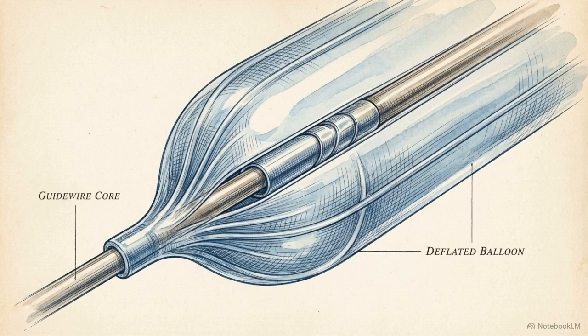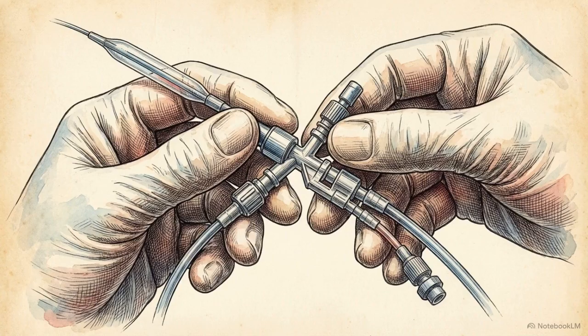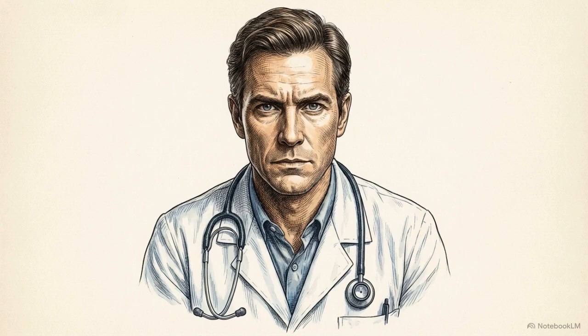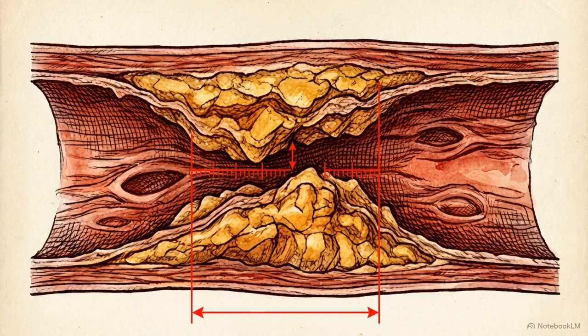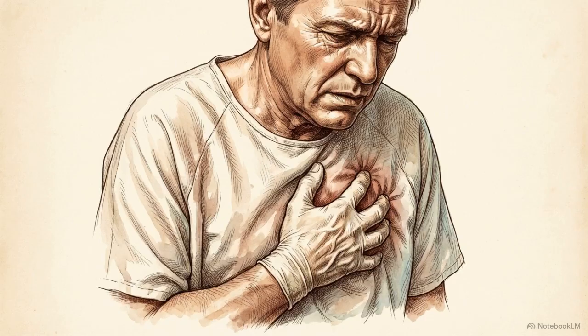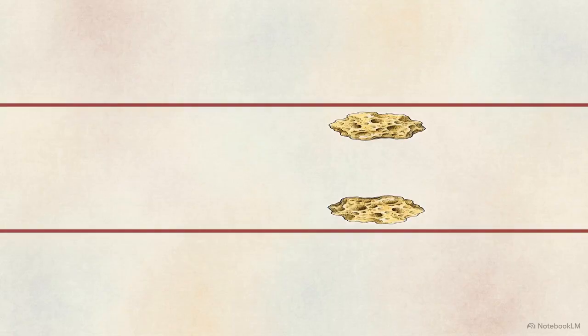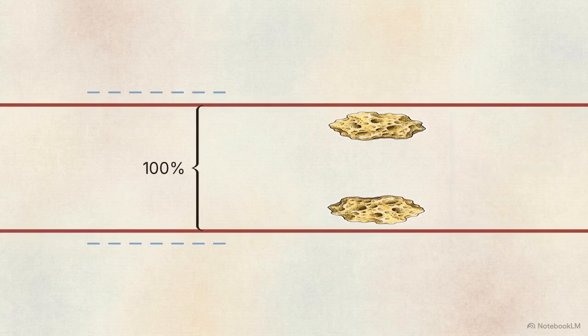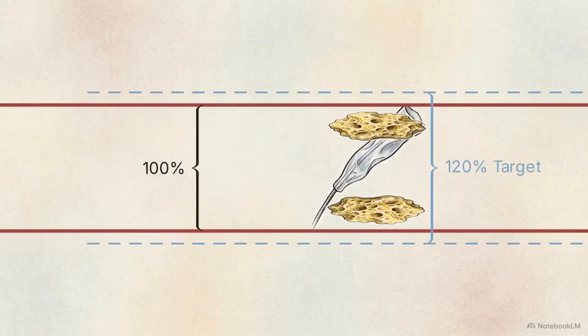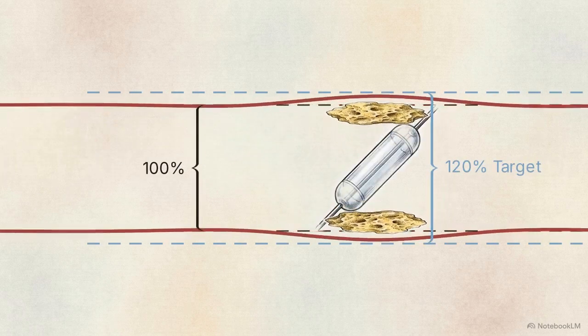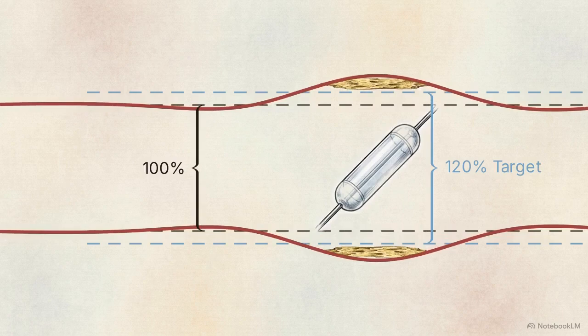The first tool used to clear a vessel is the angioplasty balloon. Physicians only inflate a balloon if two strict criteria are met: greater than 50% stenosis, and the patient is actively symptomatic. This diagram shows the rigid mathematical rule for balloon selection. The balloon diameter is sized exactly 10 to 20% larger than the adjacent normal non-stenotic vessel wall.